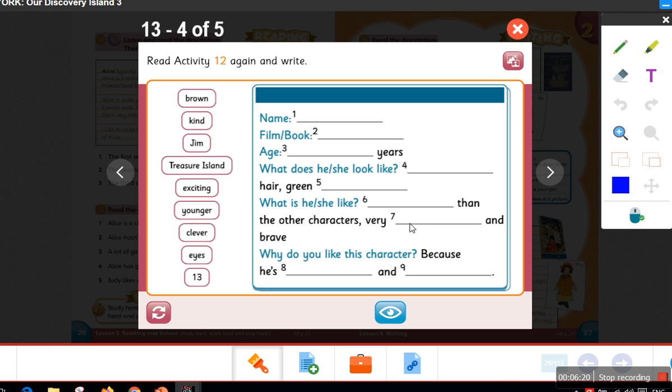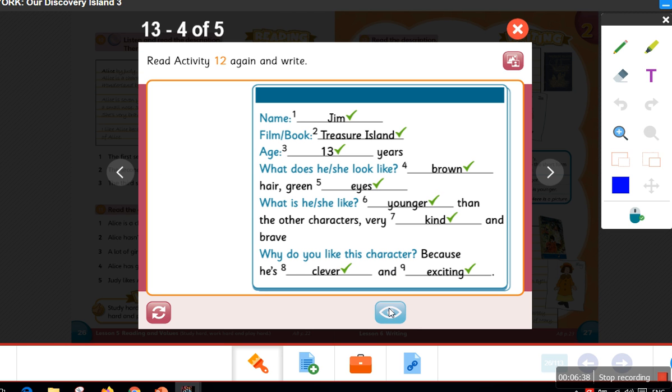I heard many students say, yes, teacher, kind and brave, kind and brave. Why do you like this character? Because he's clever and exciting. Okay, let me now show you the answers. You can write the answers now, please. His name is Jim. The name of the book is called Treasure Island. Jim is 13 years old.